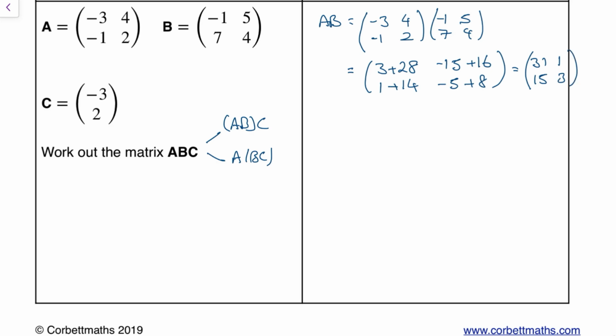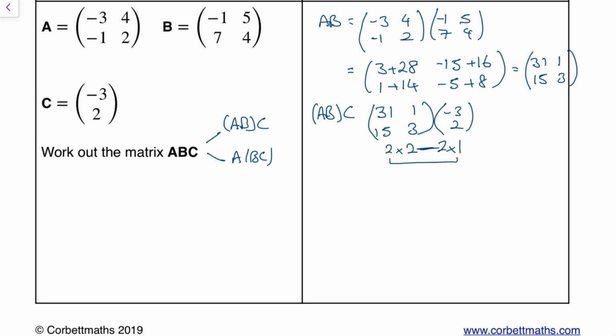Okay, and then I'm going to take my answer there, which is going to be AB, and then I'm going to multiply that by C. So it's going to be 31, 1, 15, 3. And multiply all that by minus 3, 2. Now, quick check on conformability. So in other words, this is a 2 by 2 and this is a 2 by 1. These are the same, so that's good. And my new matrix is a 2 by 1. So my answer is a 2 by 1.